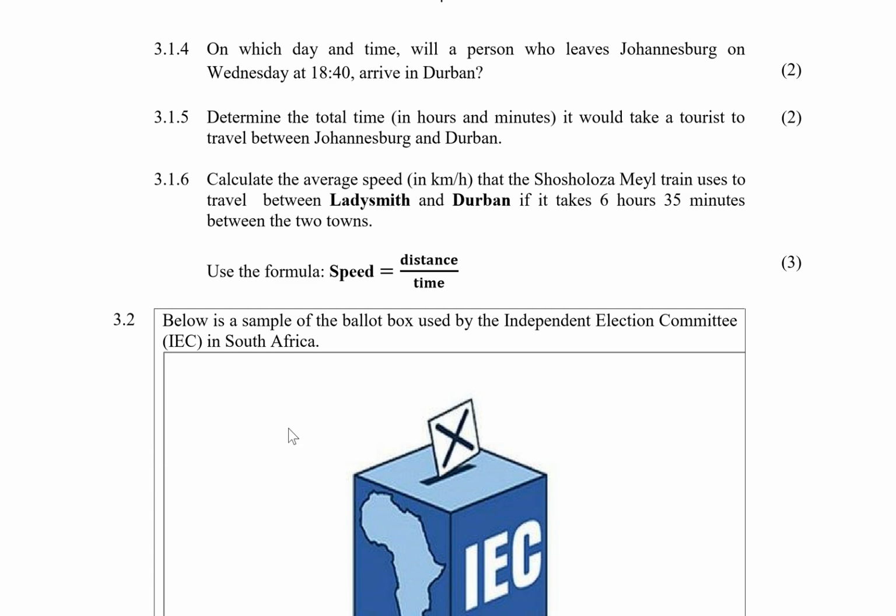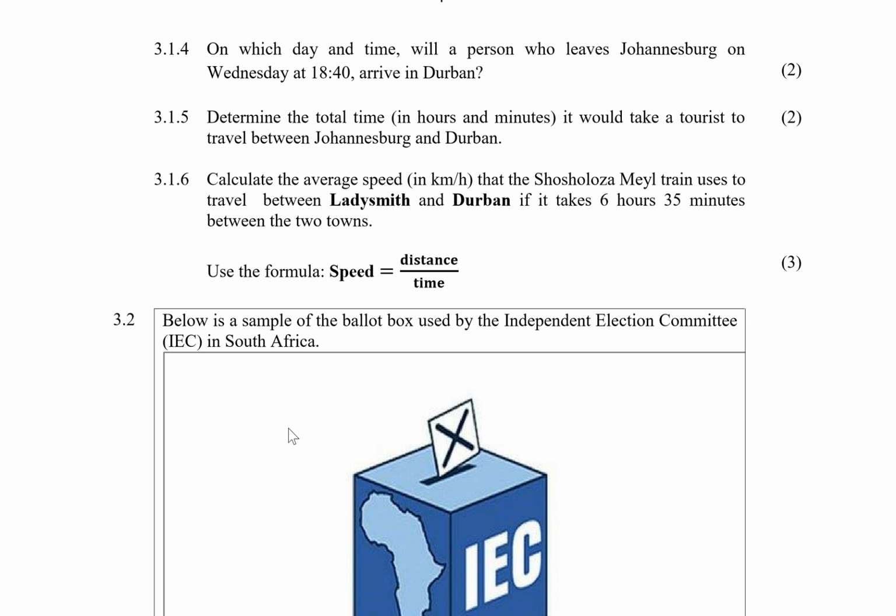3.1.6. Calculate the average speed in kilometers per hour that Shosholoza Meyl train uses to travel between Ladysmith and Durban if it takes 6 hours 35 minutes between the two towns. So it's quite a lot of information. They've given us a formula: speed equals distance over time, and this is one we often use. So what do they want? They want the answer in kilometers per hour.